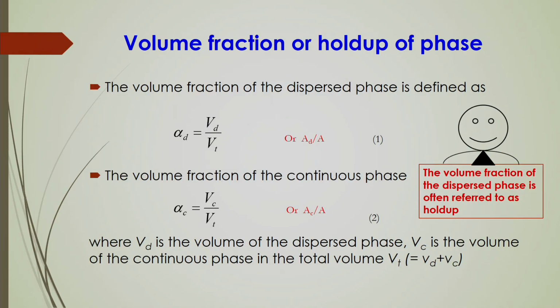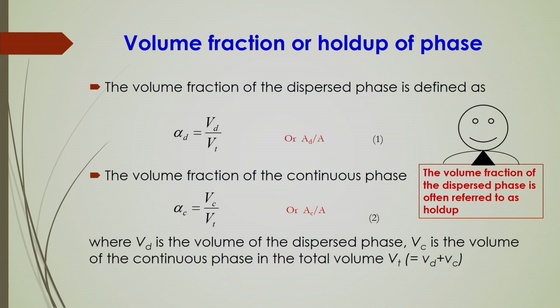So in this case you have to know how this gas hold up is defined and how it can be measured. The volume fraction of the dispersed phase is generally called hold up. If it is a particular gas phase volume fraction, then it will be called gas hold up. This gas hold up is defined as the volume of the gas divided by the total volume of gas and liquid. In general, if there is a mixture of a discrete phase and a continuous phase, you can consider the discrete phase as D and the continuous phase as C.